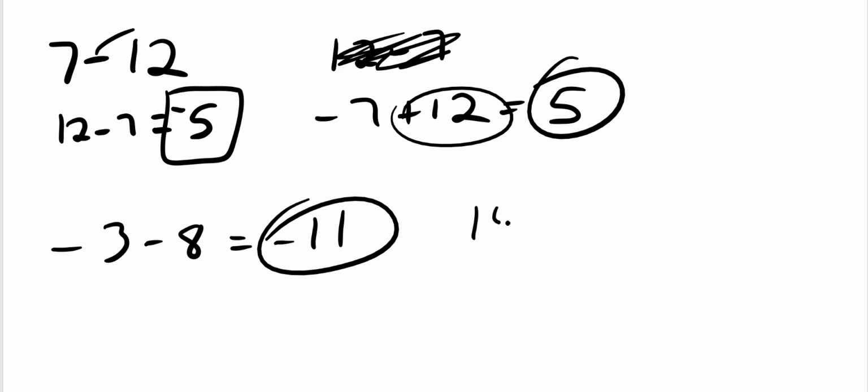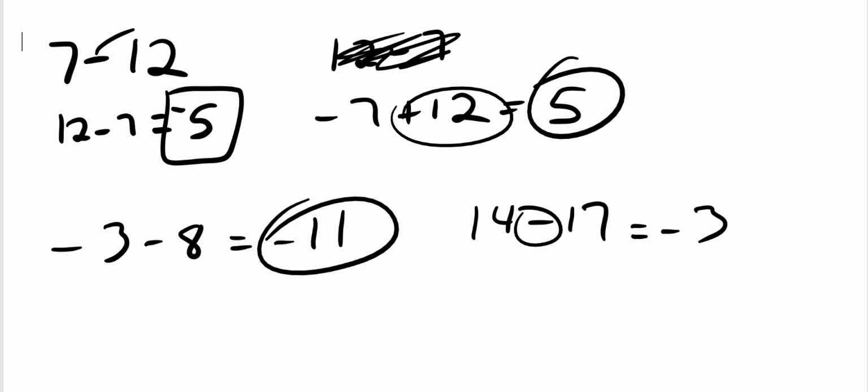Okay. 14 minus 17. Opposite signs. Subtract. 17 minus 14 is 3. What's the sign of the bigger number? Negative. Answer is negative 3. That's it? Really not bad. So that's a little summary for adding and subtracting positive and negative numbers.